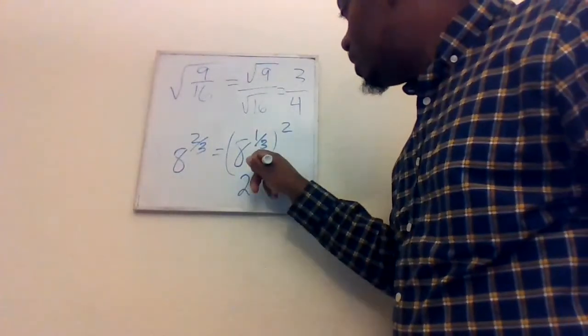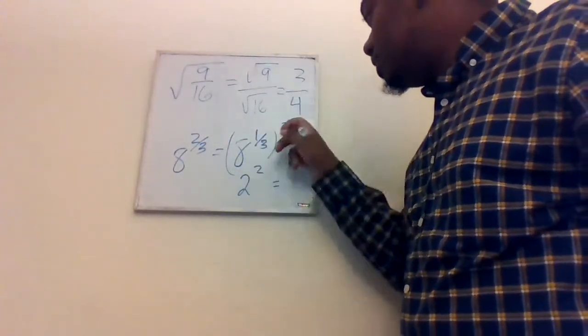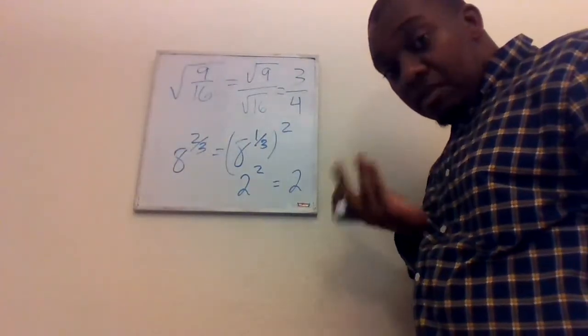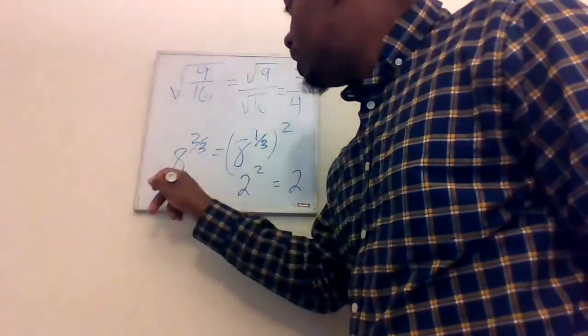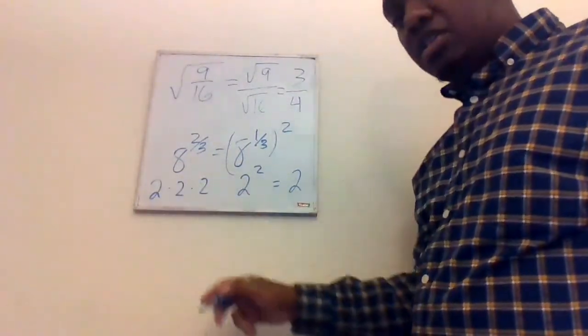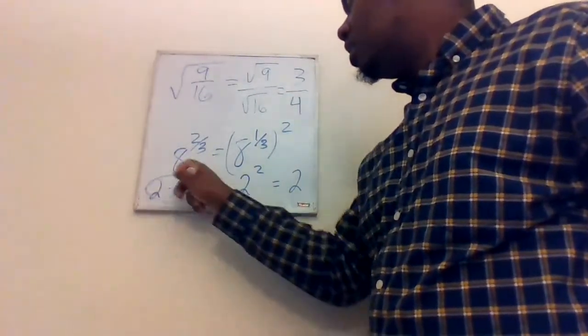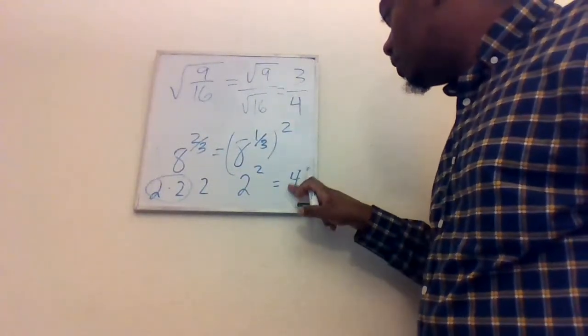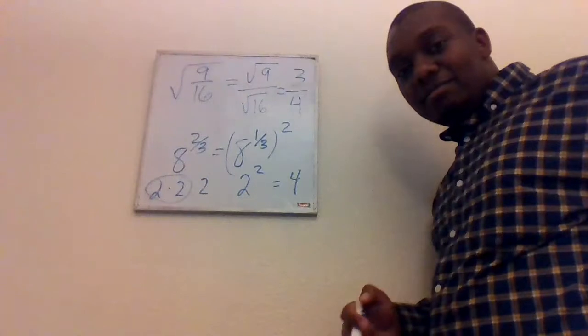This will give you 2 squared, because 8 to the 1/3 is 2, and this is squared, and this will give you 4. If you want to be able to visualize this more, remember that 8 is the same as 2 times 2 times 2. So it will be 2/3 of these multiplying. 2 times 2, which will give you 4. All right.